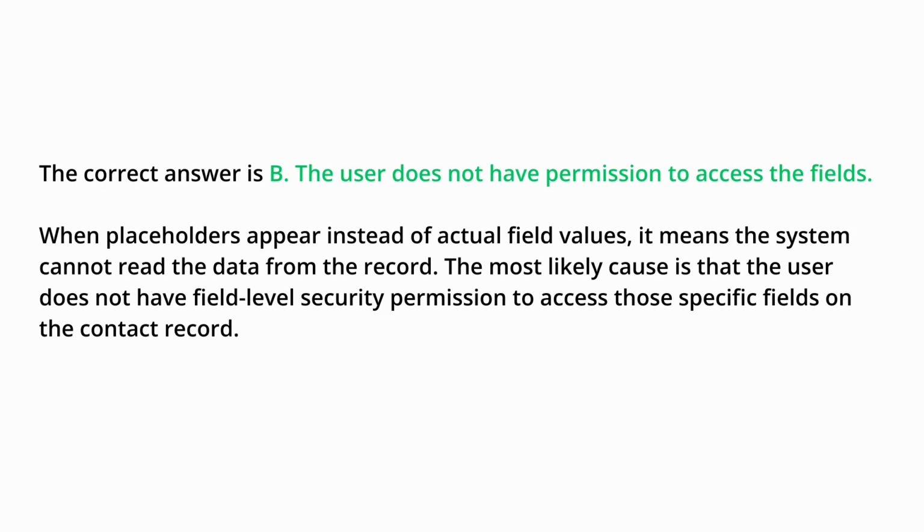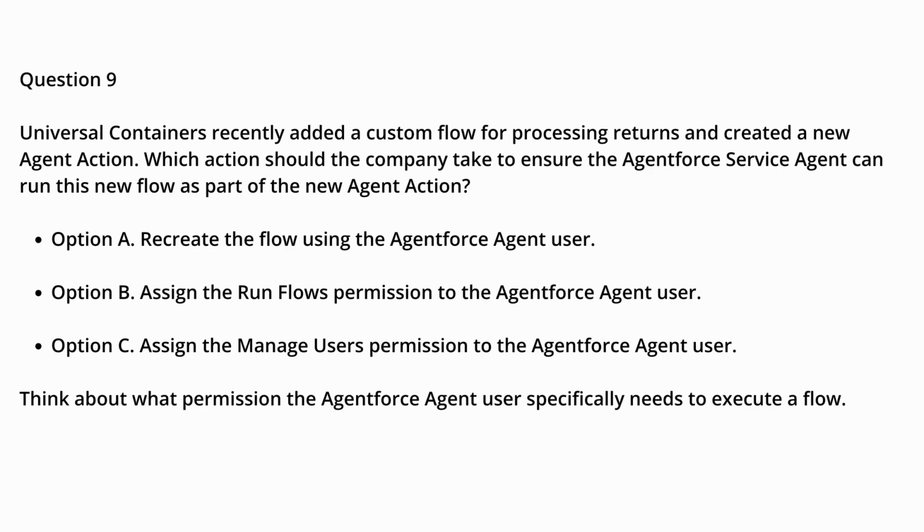The correct answer is B. The user does not have permission to access the fields. When placeholders appear instead of actual field values, it means the system cannot read the data from the record. The most likely cause is that the user does not have field-level security permission to access those specific fields on the contact record.